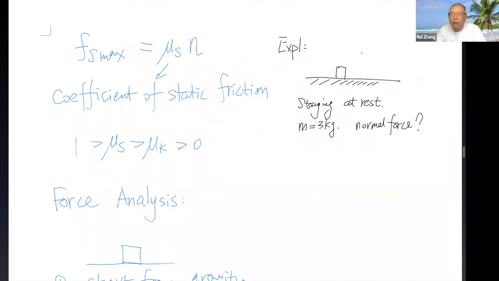I know this is a very simple problem, but I like to start from here, and then use it to show you how to solve the problem. As I said, for any problem in Newton's law, you need to start from force analysis. Each time you do a problem, you start by drawing a picture. In this case, we should start from something called a free body diagram.